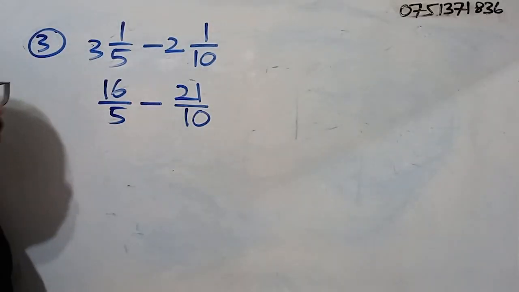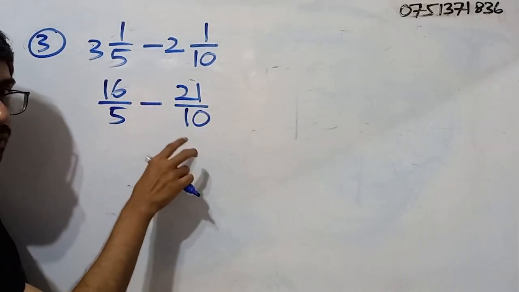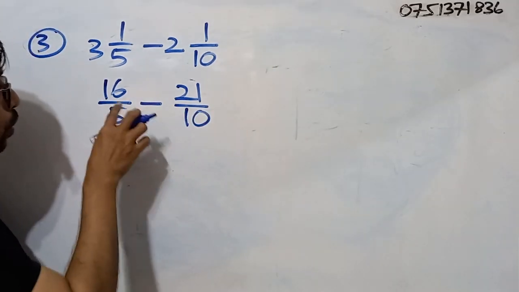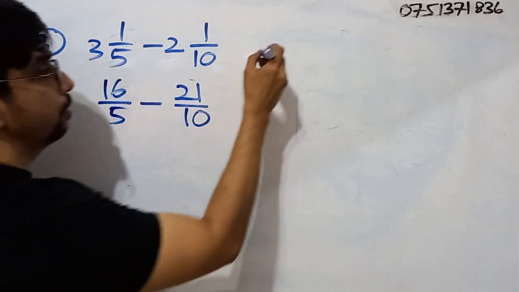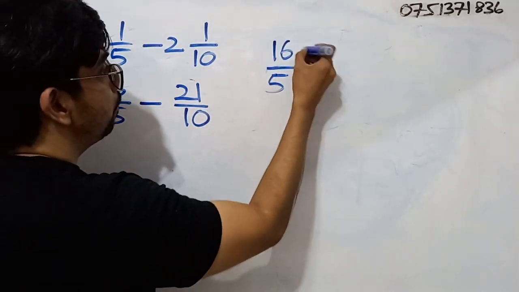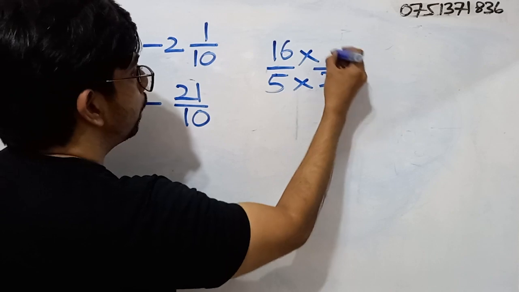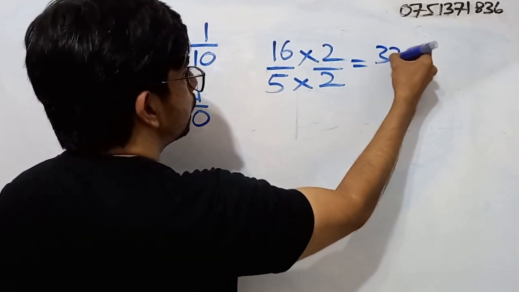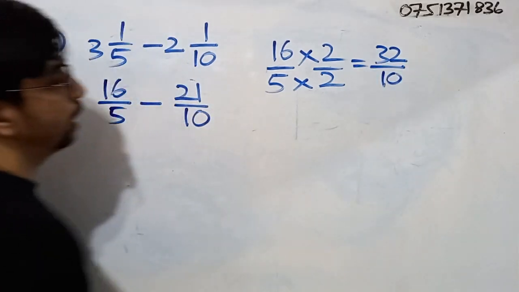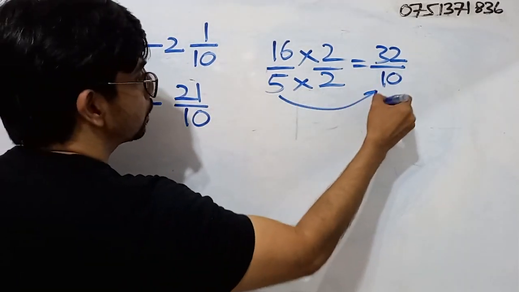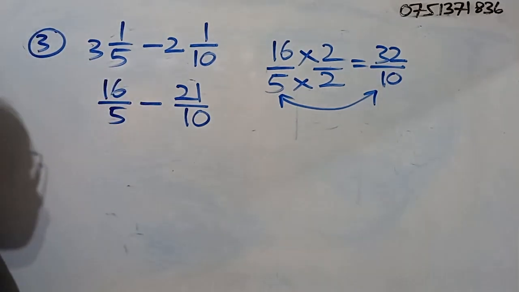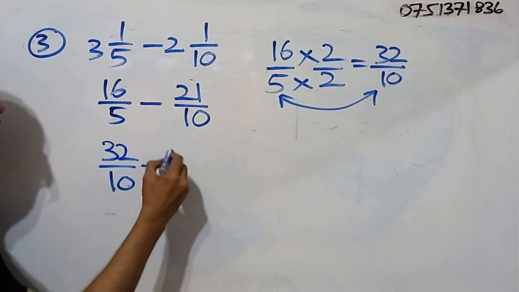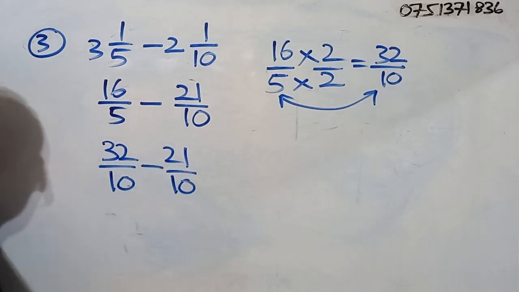Now what do we have to do? Denominators are different, so we have to make them same. So what is LCM? 10. So only we have to convert 16 by 5. 16 by 5, we have to multiply both the numerator and the denominator by 2. 16 into 2, that is 32. 5 into 2, that is 10. So now these two fractions are what? Those two are equivalent fractions. So 32 by 10 minus 21 by 10.